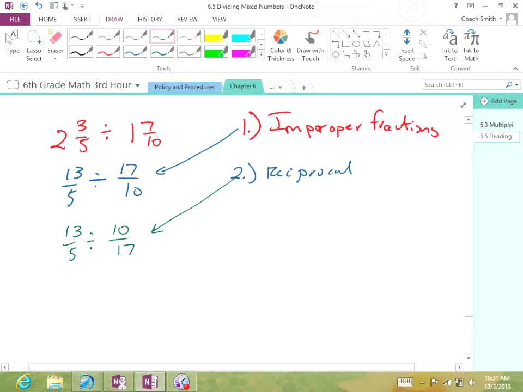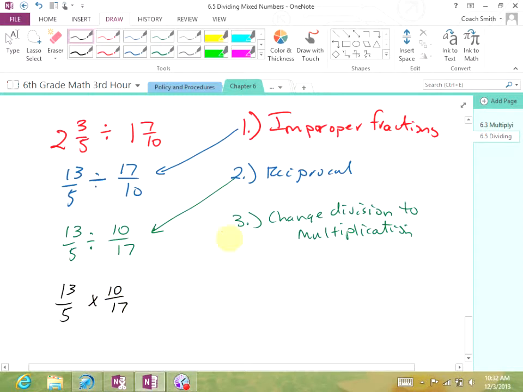Step 3, change division to multiplication. I didn't get 10 over 17. I got 7 over 17. No, 5 over 17. I got 13. That's a lot of numbers. Step 4, cross cancel.